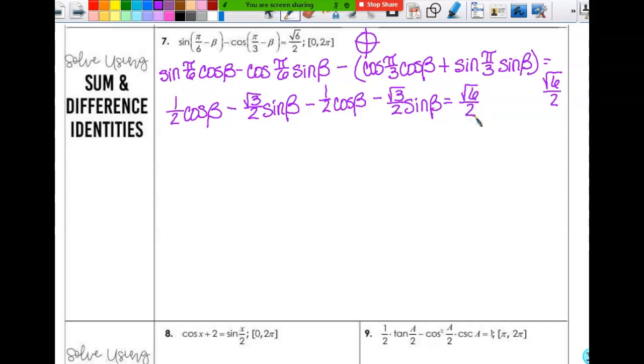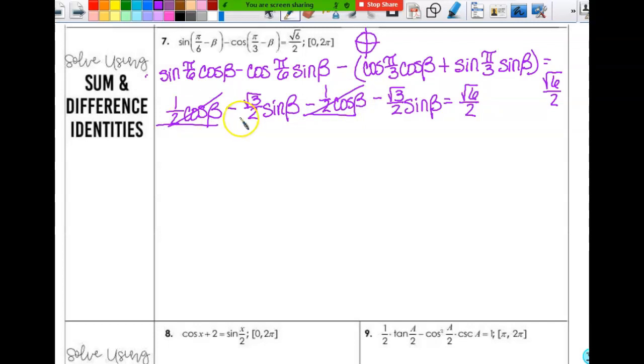Okay, so that cleaned it up some. And remember, the stuff that came from here, there was no magic. I didn't make anything up. I got it all from here. All right, so now when I look at this, I got 1/2 cosine beta minus 1/2 cosine beta, and those zero out. So that's good, they're gone.